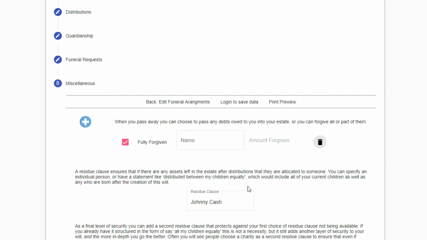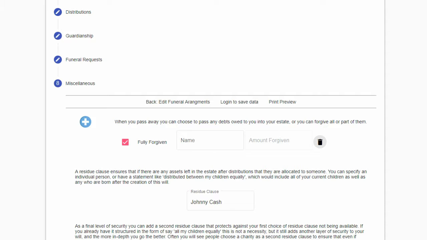Now, with residual clauses, what is very common is something where you'll do, say, my children equally. And what that means is it will be distributed equally, any residual amounts between your children. You can also do this just to an individual person, like a spouse or anybody else. And a second residual clause is there just in case the first individual is not around to receive it. And that's a situation where you can have it distributed to, typically most people will do a charity, because that's an event where all of your beneficiaries aren't around to receive the money and your first residual clause is not available. It's a very rare case, almost never happens, but by having a second residual clause, it just adds a little bit more security to your will, and that's always a good thing.